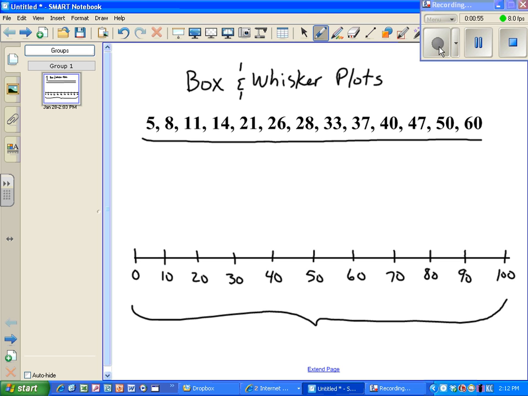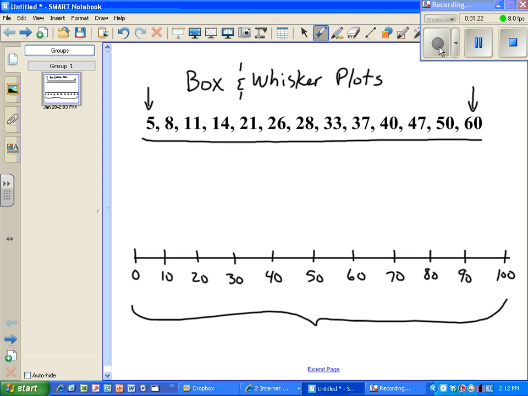Now to start with this, we're going to make sure, first of all, that our data is in order. We start with the lowest and we end with the highest. This is called increasing order. It's the easiest way to organize your data to put it into one of these plots. What we're going to try to do is find the median. The median is the middle value. It doesn't mean it's halfway between 5 and 60. It just means it's the data point that is in the middle of the set.